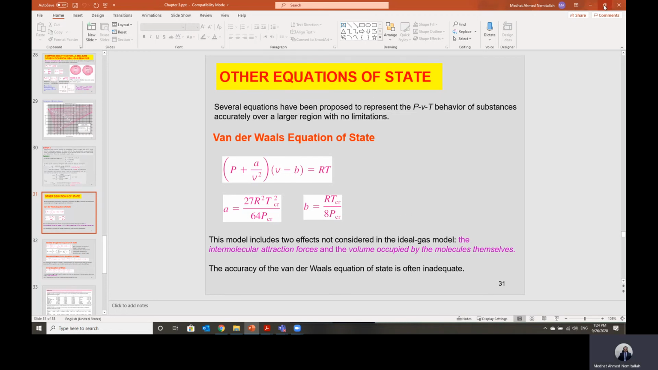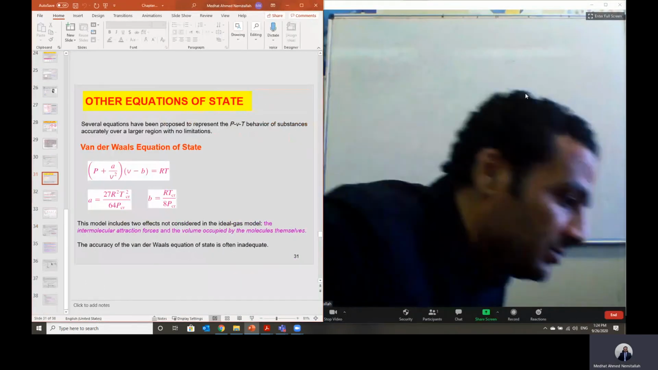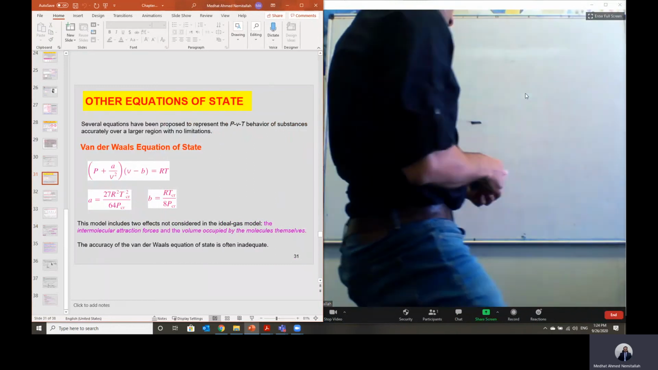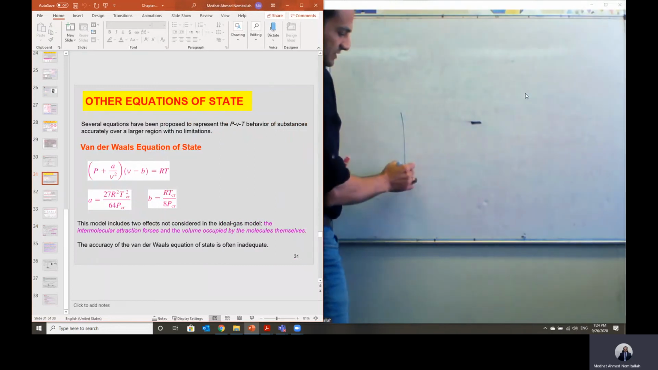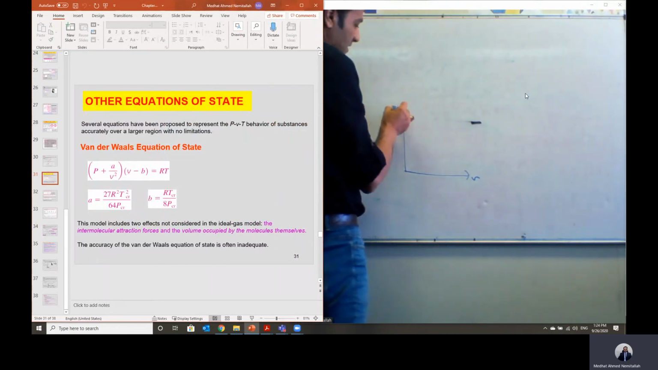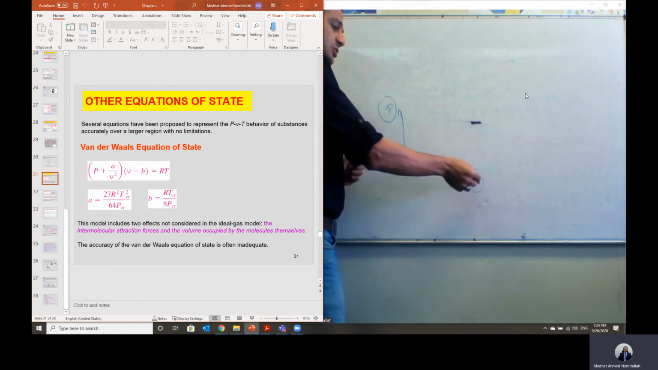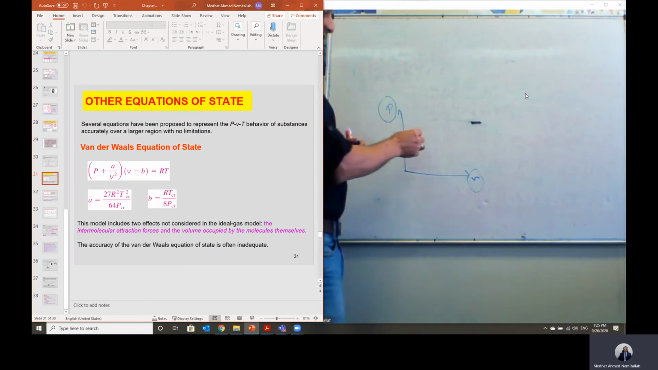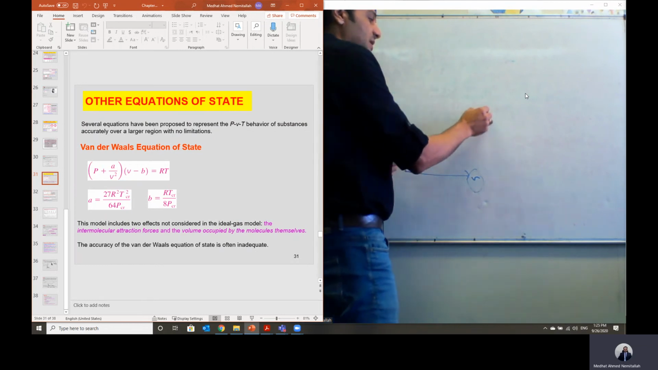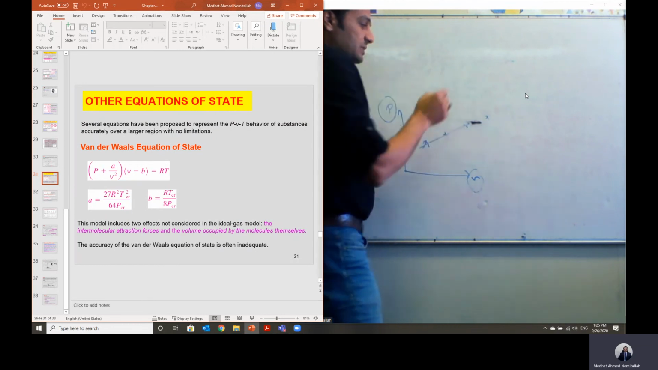As I told you, this is just an empirical equation. We test different gases at a given temperature, then we change the pressure, and each time we calculate the value of the specific volume. So at a given temperature we can get this curve.